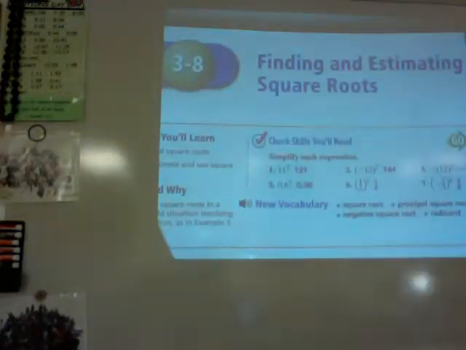Hi guys, today's lesson is on 3.8, which is finding and estimating square roots. I'm going to try and use the Elmo today to see if this works. There's going to be 4 learning targets today, and I'll go through each one of them. Before I get to the first one, square roots.